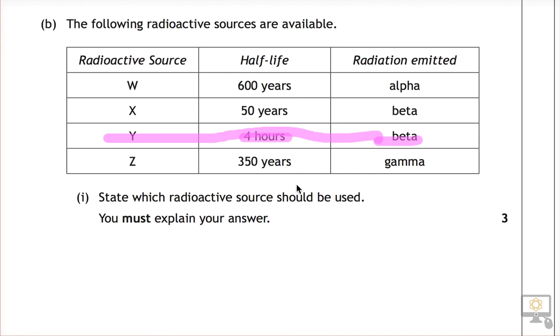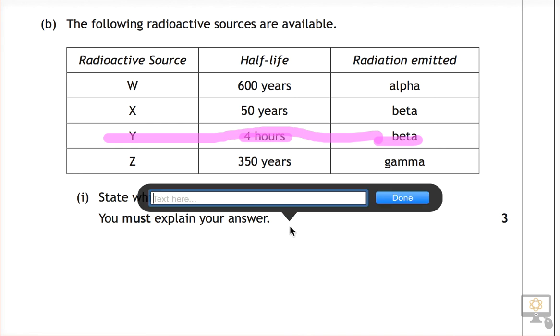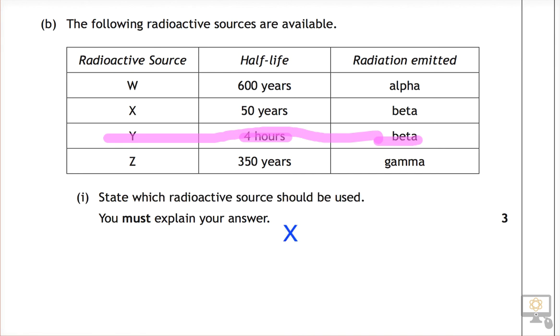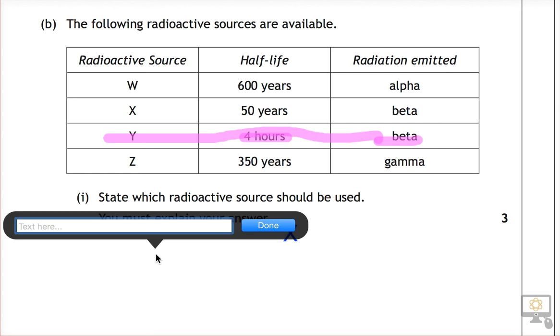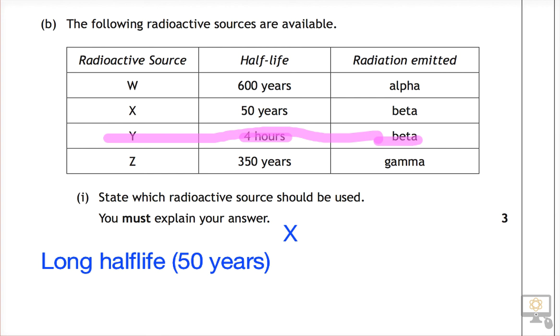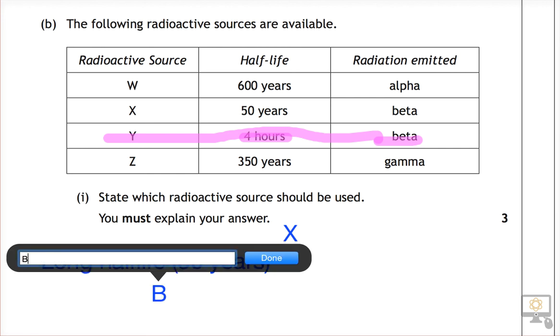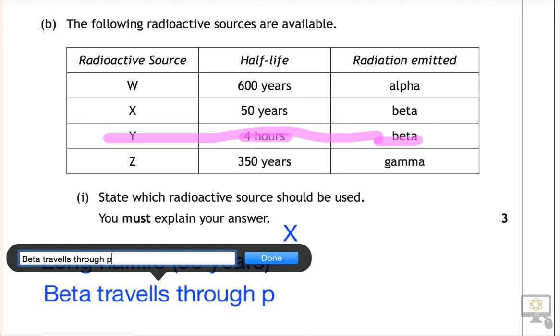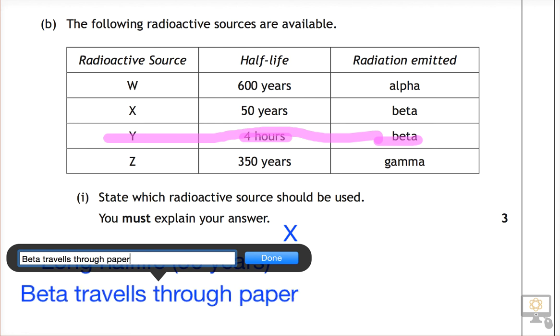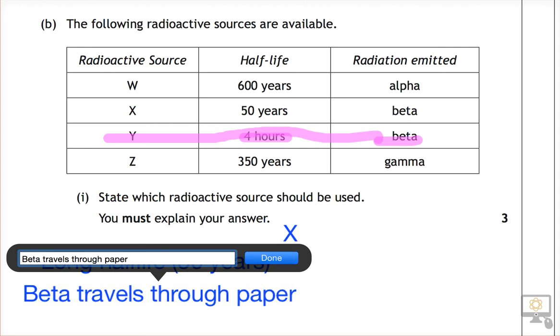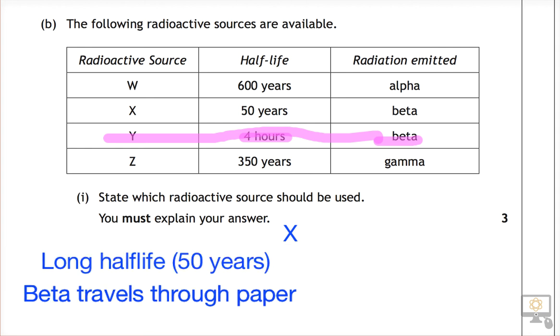So in our answer, what we want to put is X. We also want to explain it, so we say long half-life, say 50 years, and we also say beta travels through paper. Oh, there's only one L, travels, and I think that's sufficient for 3 marks.